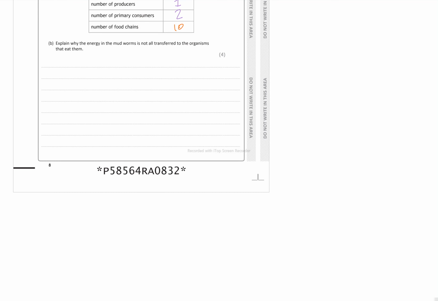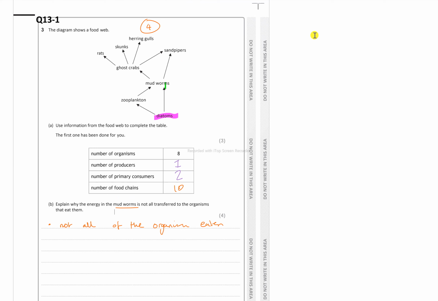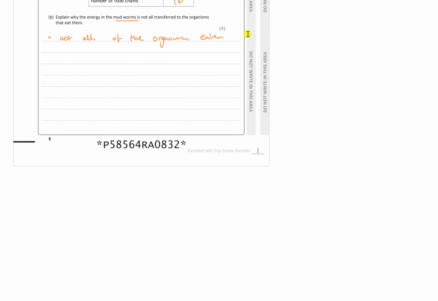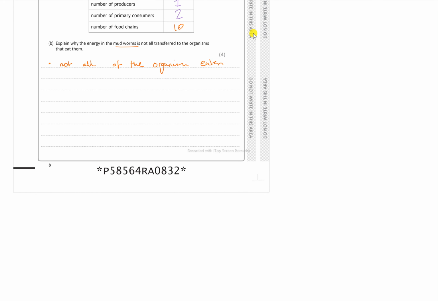Right, this is the standard answer. What's the most obvious one? Not all of the organism is eaten. The energy to the mudworms. Yep. So they don't eat all of this. Some of it will get left, some of it will just rot away.